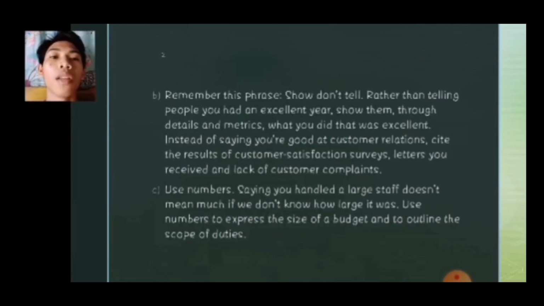So for letter B, remember this phrase: show, don't tell. Rather than telling people you had an excellent year, show them true details and metrics of what you did that was excellent. Instead of saying you're good at customer relations, cite the results of customers' satisfaction surveys, letters you received, and lack of customers' complaints.